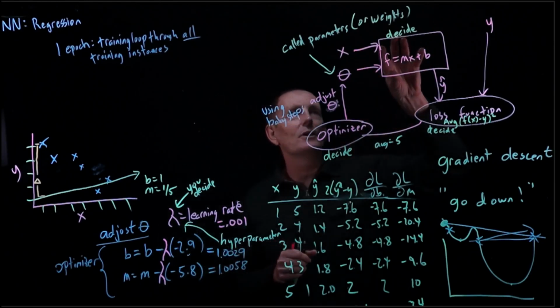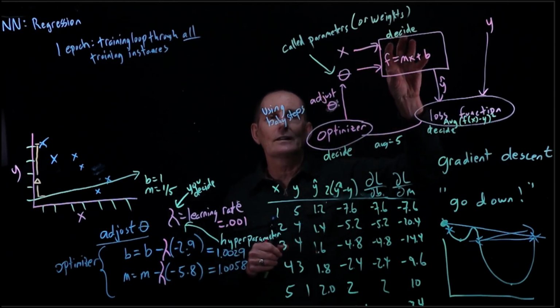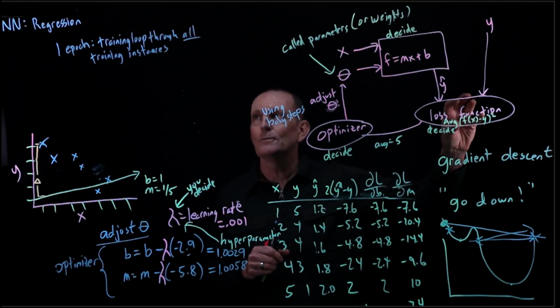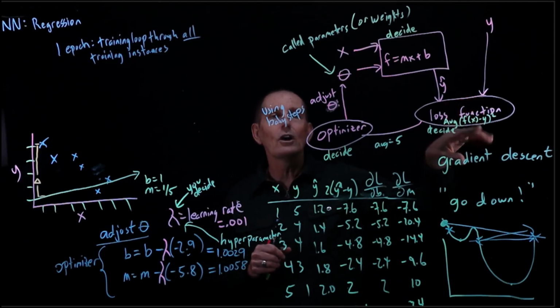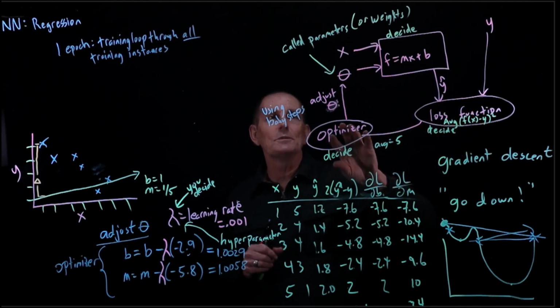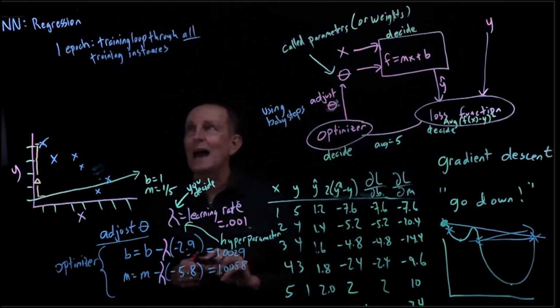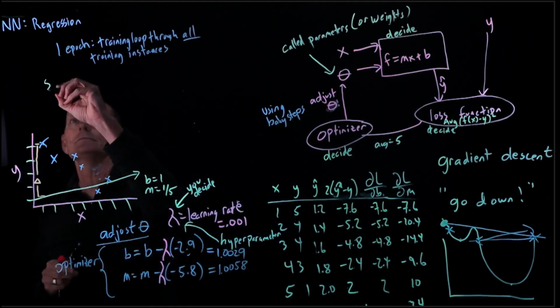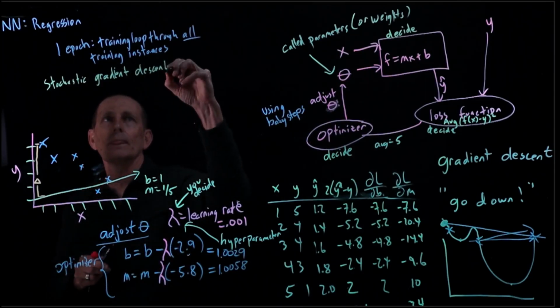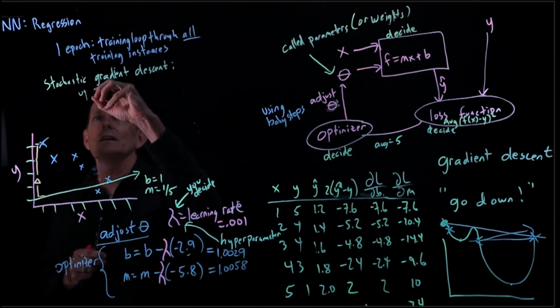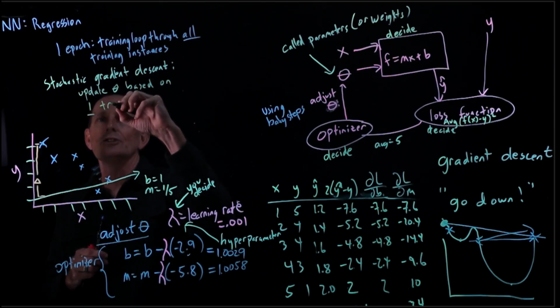Okay? This step of calculating the loss, calculating our y-hats is deterministic. Calculating the loss is deterministic for a given training instance, and the overall loss is deterministic. And then our optimizer lets us move and so on. There is something called stochastic gradient descent. So stochastic gradient descent says update theta based on one training instance.